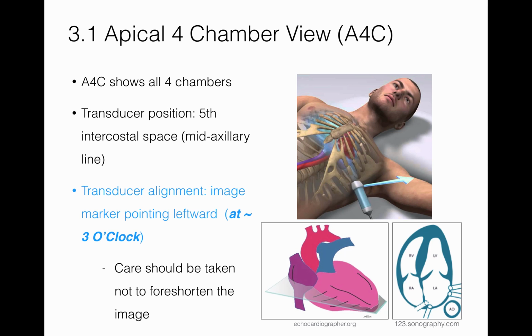Firstly, the apical 4-chamber view. This view provides a view of all 4 heart chambers. It is achieved by positioning the transducer in the 5th intercostal space in the mid-axillary line with the imaging marker pointed leftward at about 3 o'clock. Care should be taken not to foreshorten apical 4-chamber images. That is, the aim is to acquire an image that displays the heart in its greatest length.